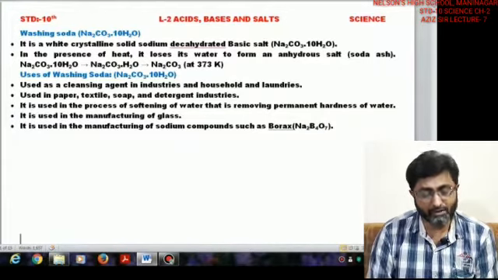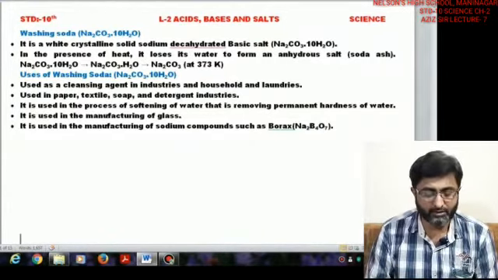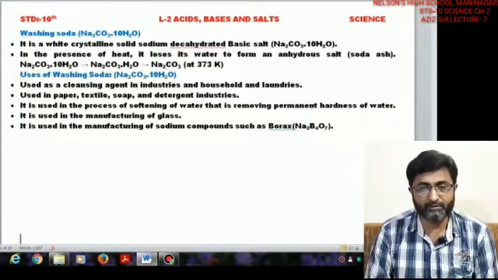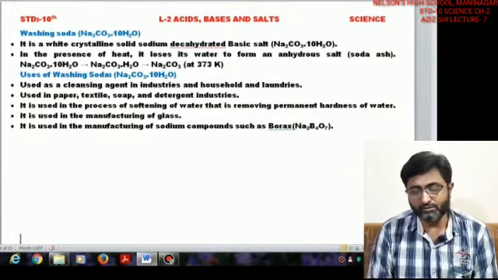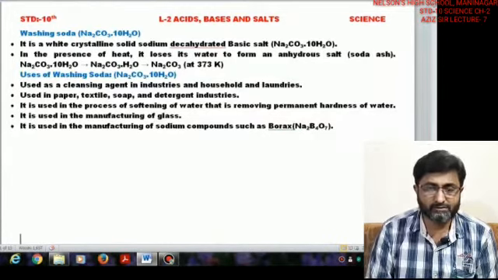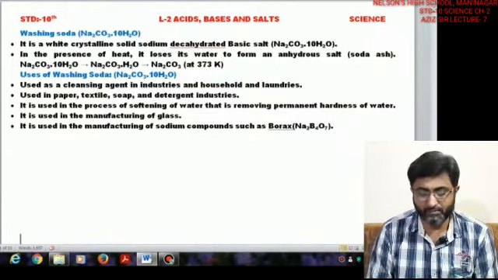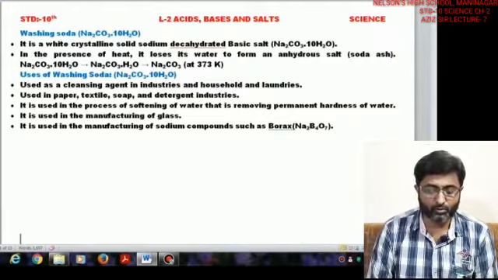It is also used in the glass industry. These are major products used in the glass industry for the manufacturing of glass. Without this, these industries cannot run. It is also used in manufacturing of sodium compounds such as borax. Borax is also used for many different purposes, Na2B4O7, containing boron inside.